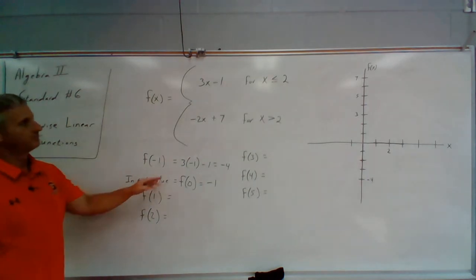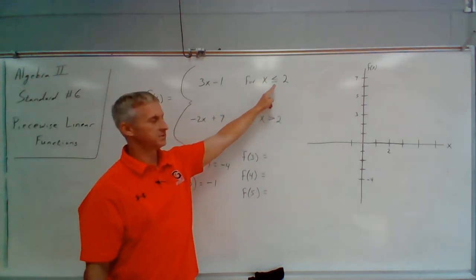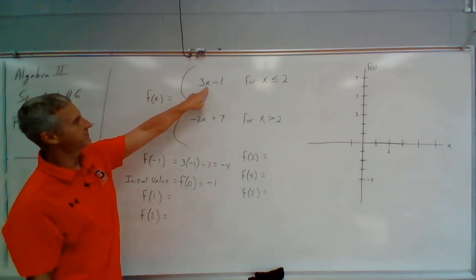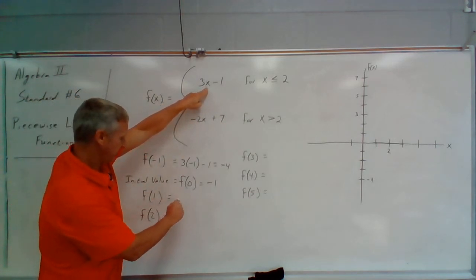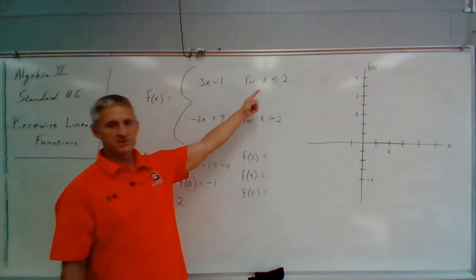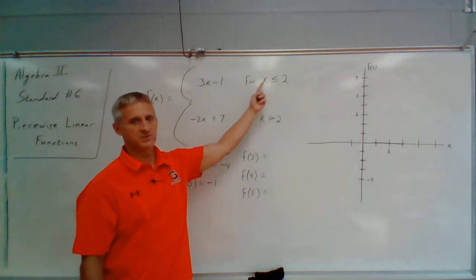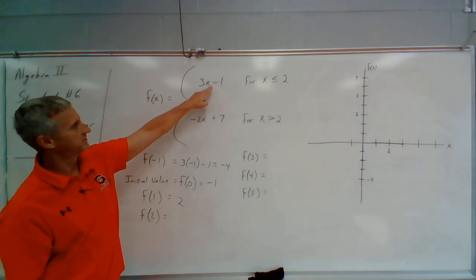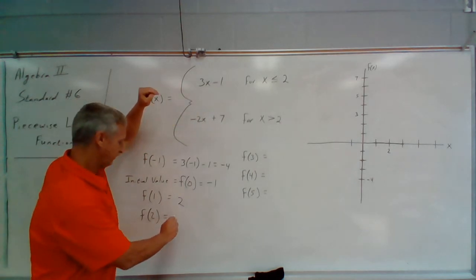F of 1. 1 is less than 2, so I'm going to use this equation. Put the 1 in here, 3 times 1 is 3, 3 minus 1 is 2. Plug in 2. 2 is equal to 2, so I'm still going to use this equation. 3 times 2 is 6, 6 minus 1 is 5.